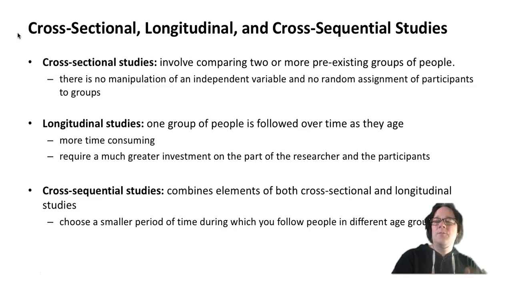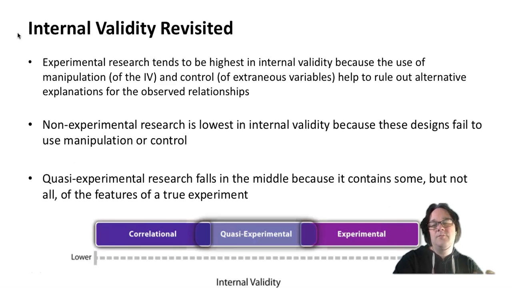So when we typically do cross-sectional studies, we will choose a smaller period of time, which we will follow a different age group. So one of the benefits here, as opposed to a longitudinal study, is that it doesn't have to be as long, right? These could still be pretty long observational studies, but you might not have to follow, say, someone for 20, 30, 40, 50 years. So there's some benefits to that type of hybrid model.